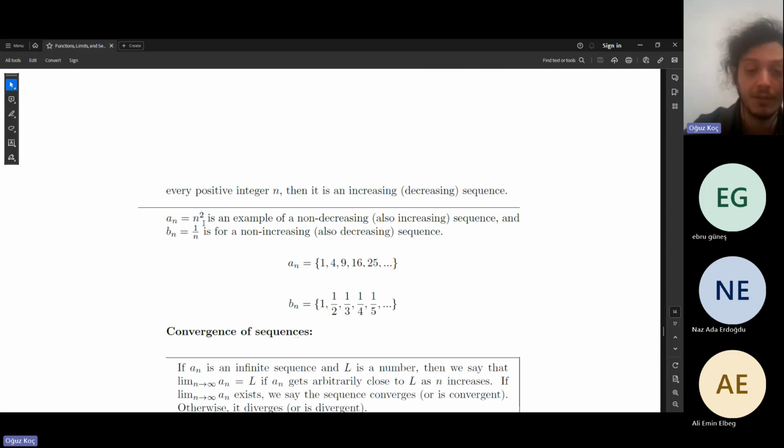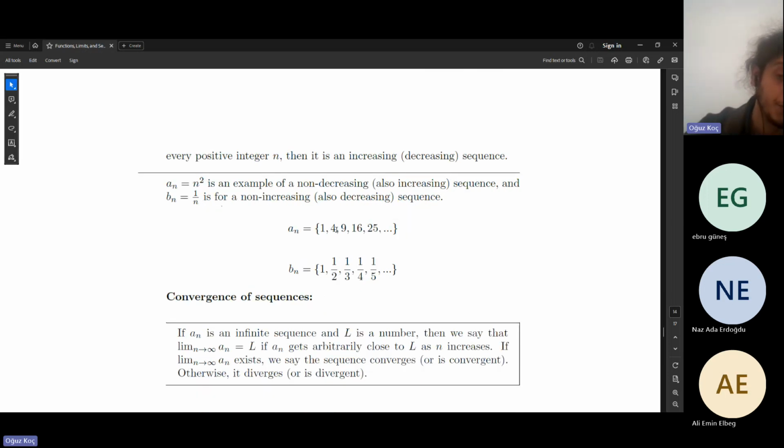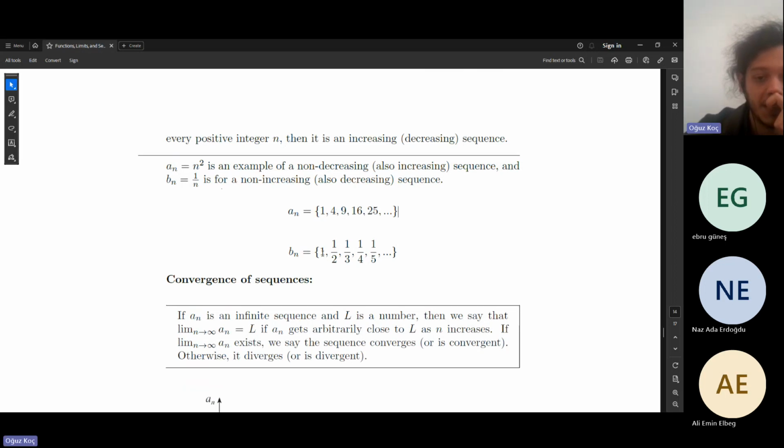a_n, which is equal to n squared, is an example of a non-decreasing sequence and also an increasing sequence. And we have b_n equal to 1 over n, which is a non-increasing and also a decreasing sequence. When we write down all terms for natural numbers or positive integers, we get 1, 4, 9, 16, and 25. These are increasing sequences. And we have the second sequence, b_n, which is 1, 1 over 2, 1 over 3, which is decreasing.